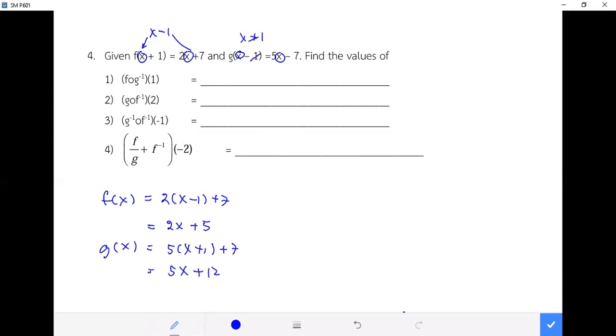I know, g inverse and f inverse. Okay, let's find it. You can swap it, very easy. Or maybe you know how to do this problem.